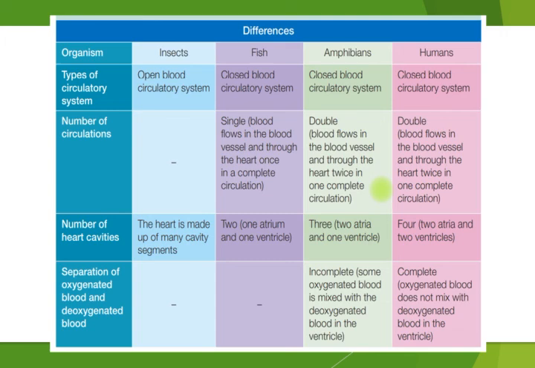What you have to know is the circulatory system of the insects, which is the open circulatory system, and then you have to understand the circulatory system of the fish, of the amphibian, and also of the human. Then you have to find out what are the similarities of these four types of circulatory system, and also the differences between the circulatory systems of the insect, fish, amphibians, and human.